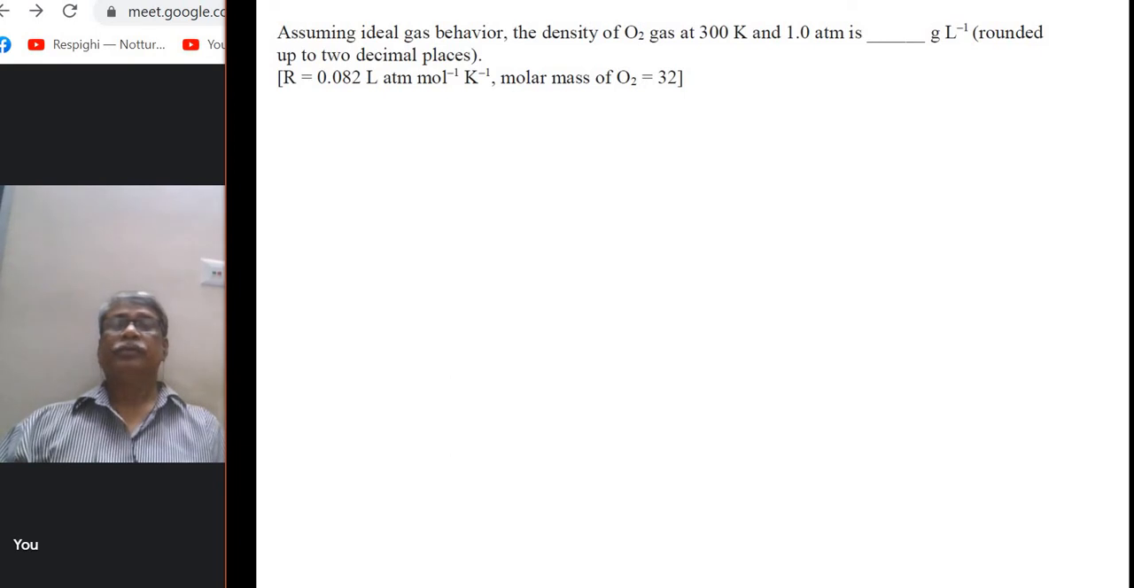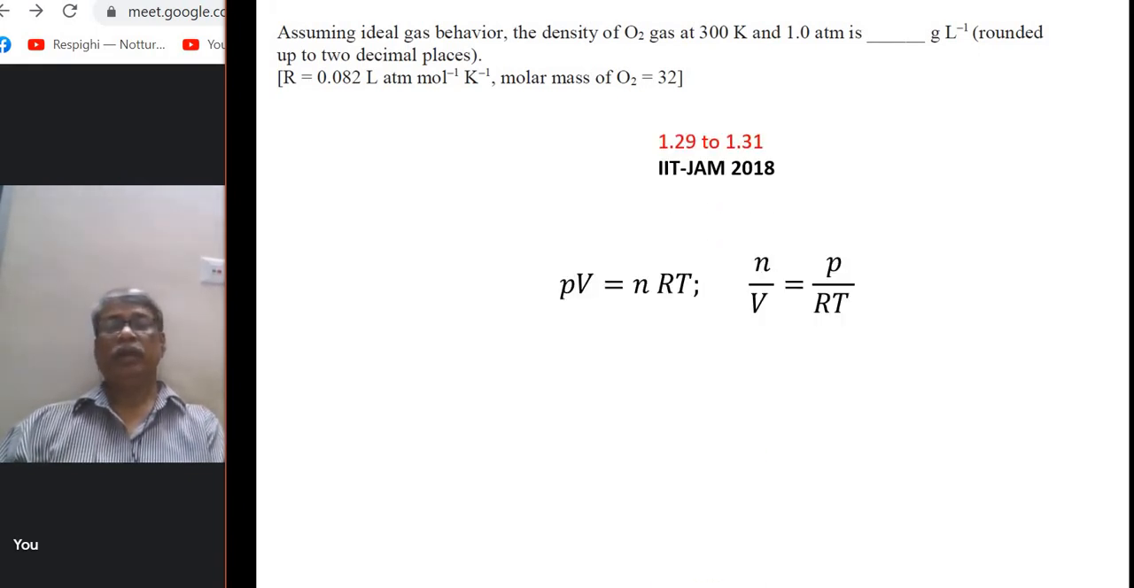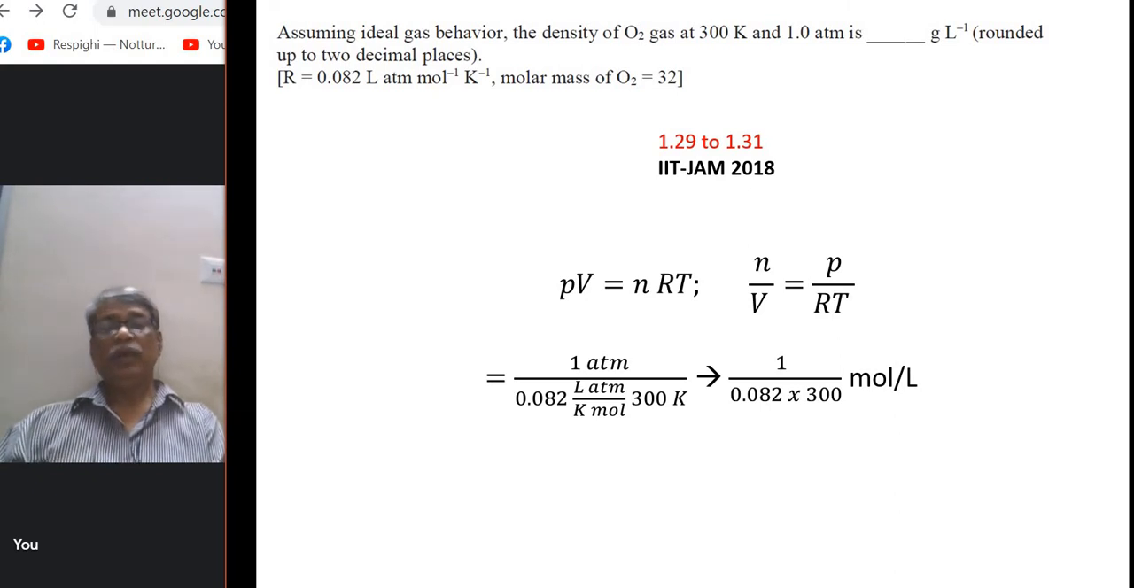The next one: assuming ideal gas behavior, the density of oxygen gas at 300 Kelvin and 1 atmosphere is this. So again, it's using the ideal gas equation PV equals nRT. So the concentration, n by V, is P by RT, right? Now P is given as 1 atmosphere, and R, of course, here you have to use 0.082, and temperature 300 Kelvin.